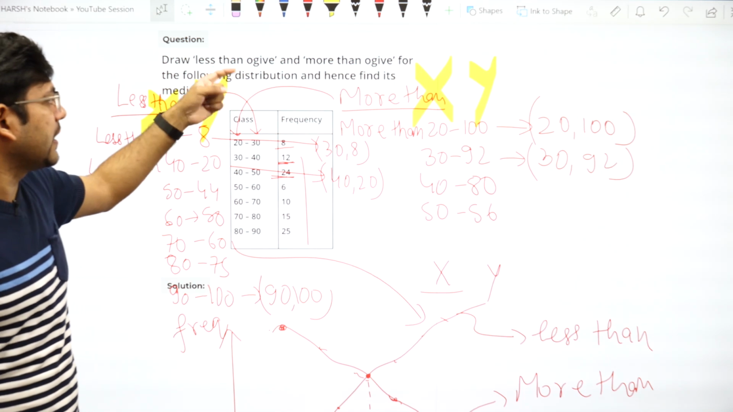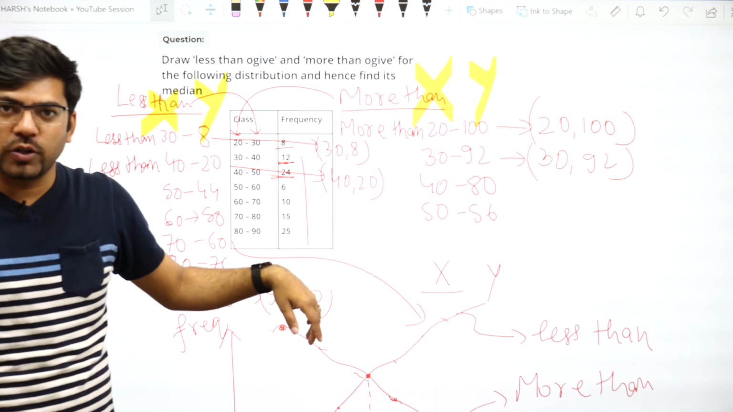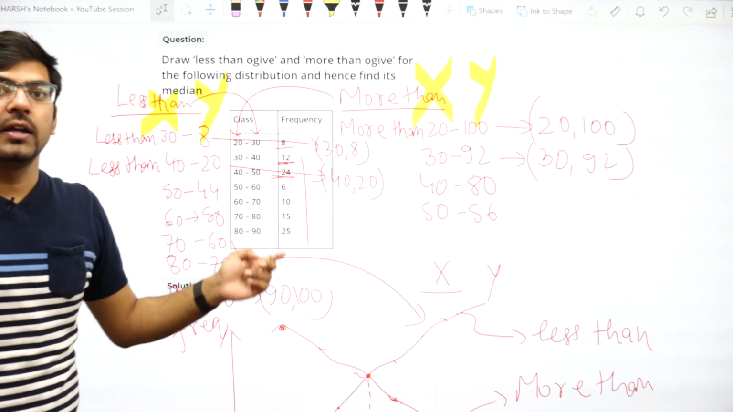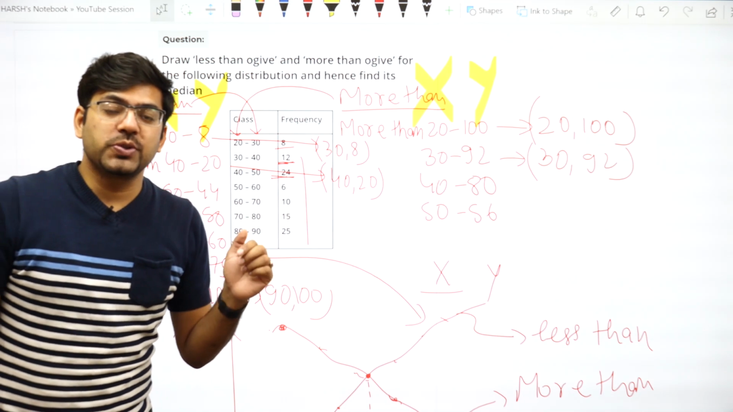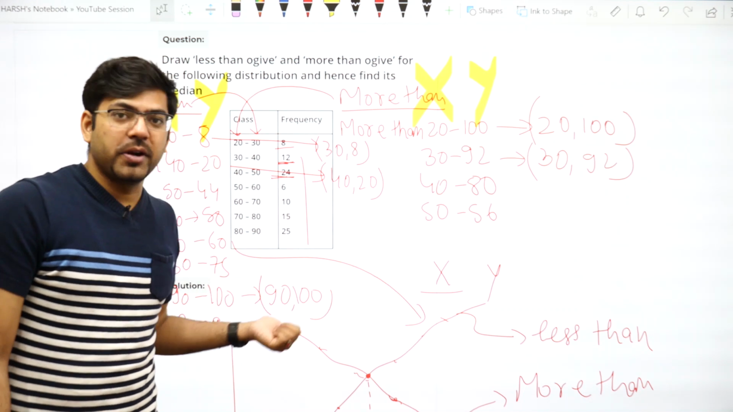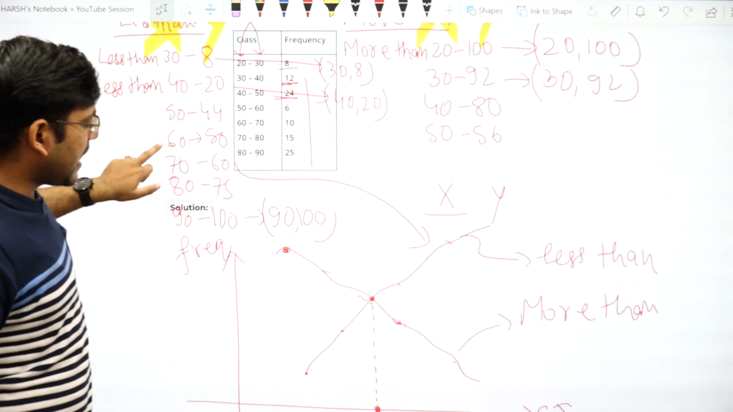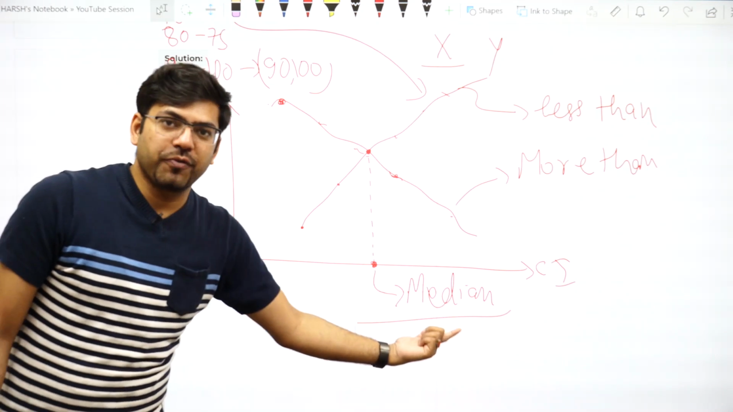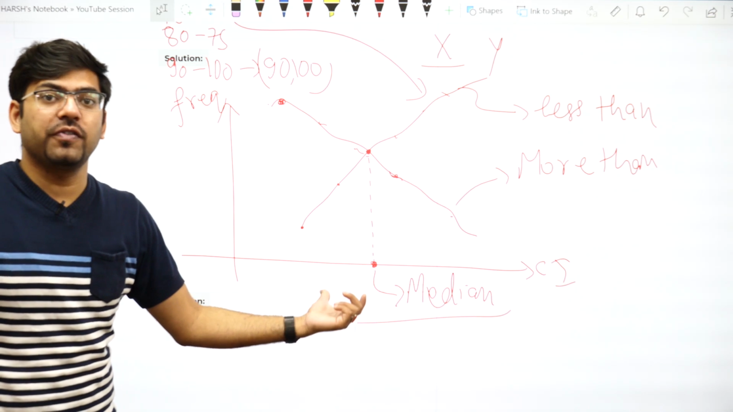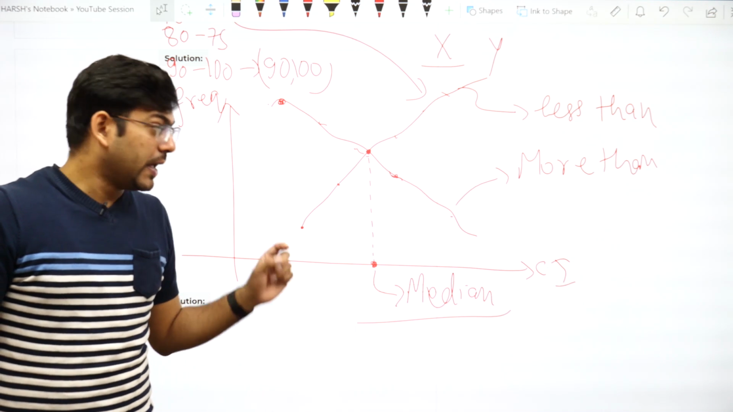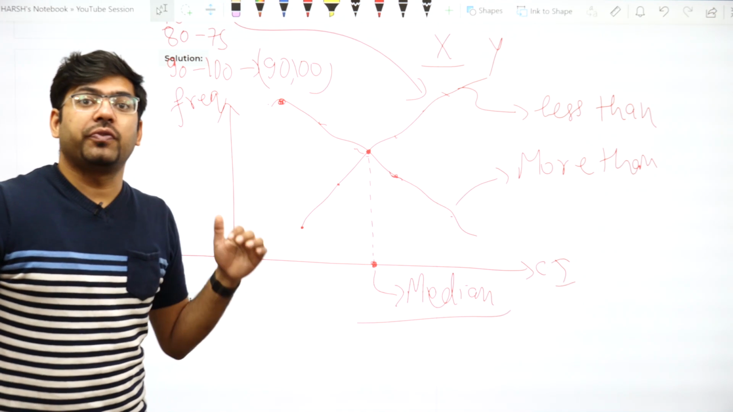If it is writing that you have to draw the less than and more than ogive and then find the median, this means that you will be using graph paper to find the median. Don't use the formula here. Use the graph paper, because this graph paper will give you the exact value of the median. So this is how it works. And let me tell you, this question is very, very important.